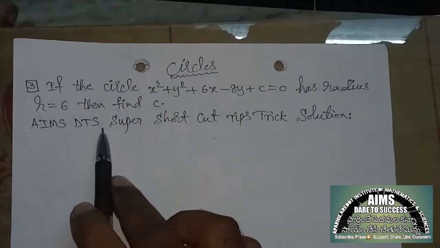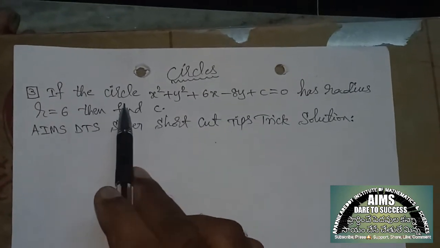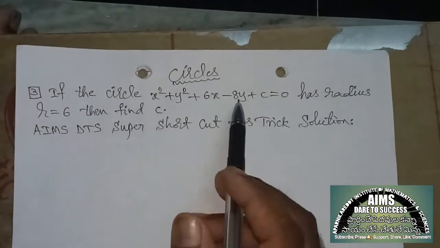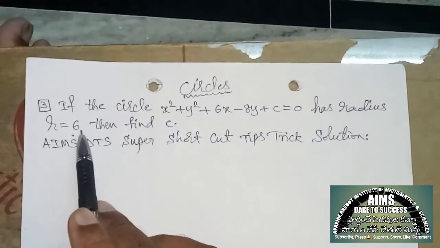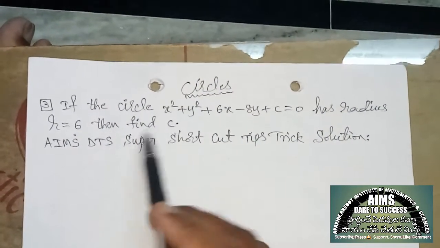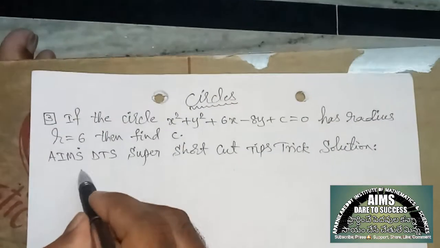Next, one more question from this model. The question is, if the circle x square plus y square plus 6x minus 8y plus c equal to 0 has radius r is equal to 6, then find c. Aims Day to Success, super shortcut tips and tricks solution.